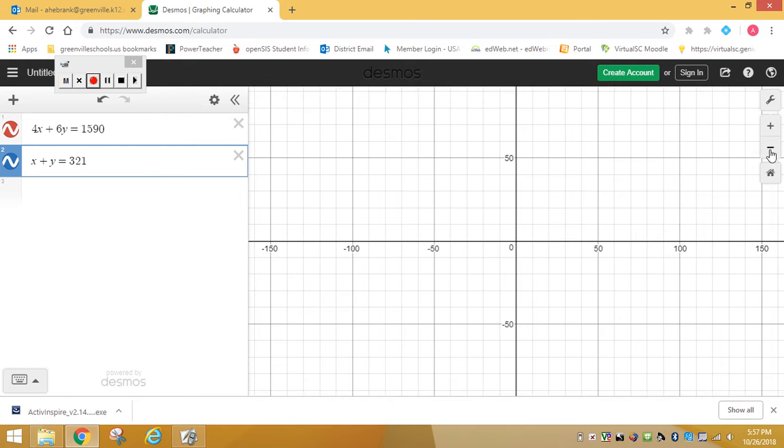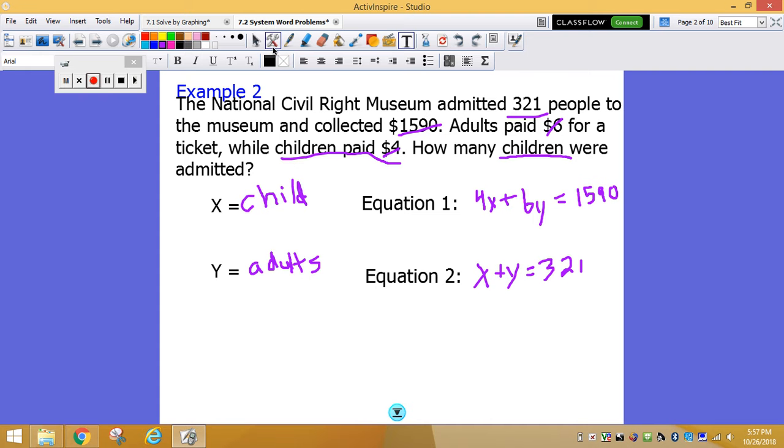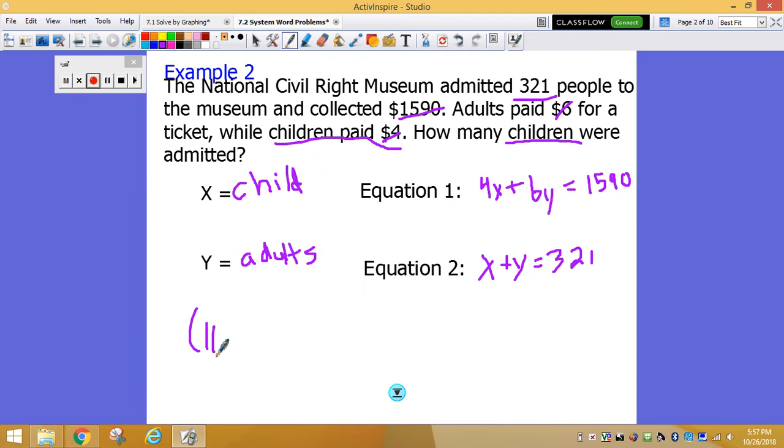So let's zoom out so we can see where they cross. Right here is where they cross at 168, 153. Ordered pairs are x and y. So 168 goes with the children.